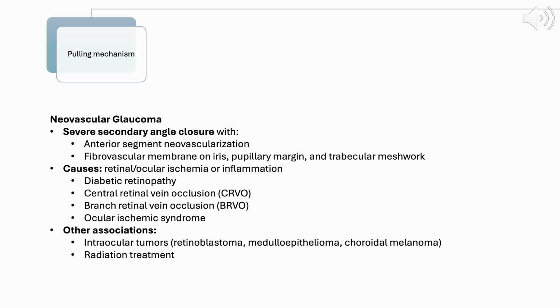The main underlying cause is ocular or retinal ischemia. Common culprits include diabetic retinopathy, central or branch retinal vein occlusion, and ocular ischemic syndrome. Each of these conditions creates the ischemic drive that stimulates neovascularization. Other associations to keep in mind are intraocular tumors such as retinoblastoma, medulloepithelioma, or choroidal melanoma, as well as prior radiation treatment, which can also trigger this aggressive form of glaucoma.